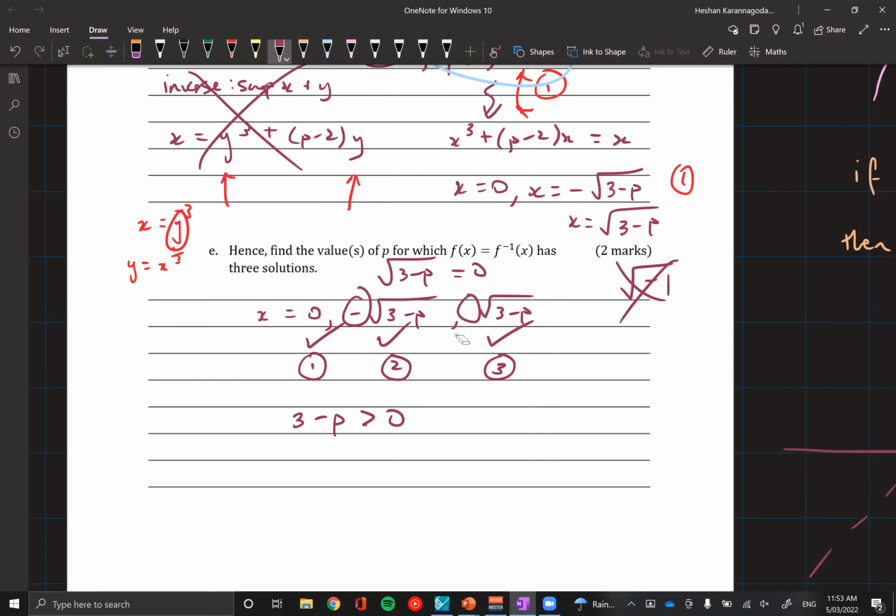So in this case, 3 minus P is greater than 0. And then we could simply move the P to the other side: 3 is greater than P, or we could rewrite this as P is less than 3, just swapping it around. Okay, so most people would stop here. Hopefully you can get to this part, but if you can't, that's okay.